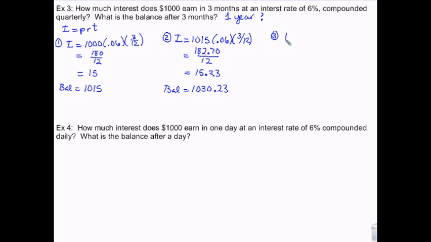Then in the third quarter, oops, not 10, 15, 10, 30.